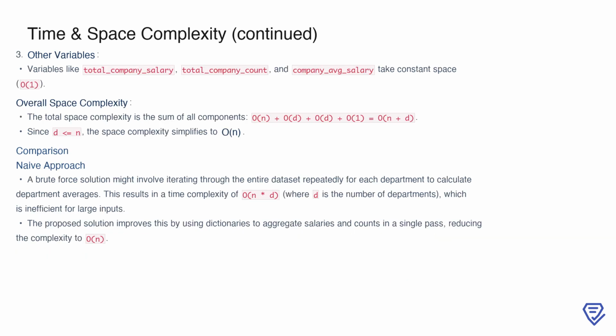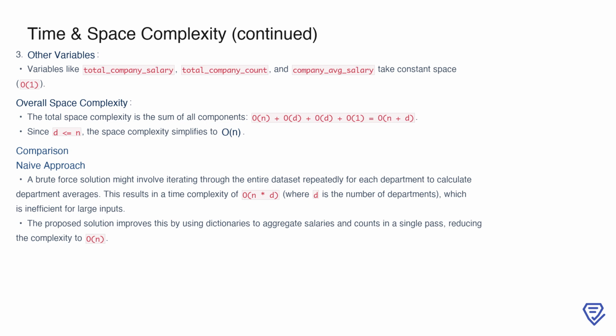Beyond these dictionaries, we use a few other variables, such as total_company_salary, total_company_count, and company_average_salary. These are scalar values and require constant space, or O(1).